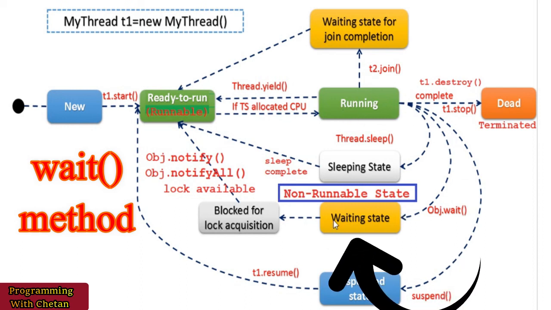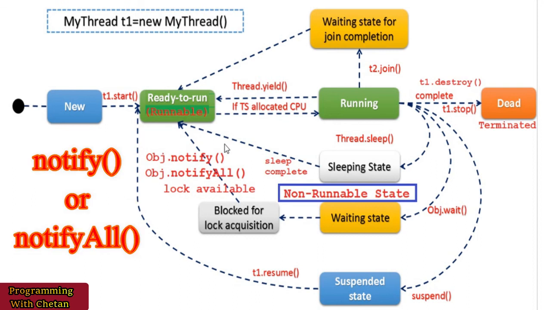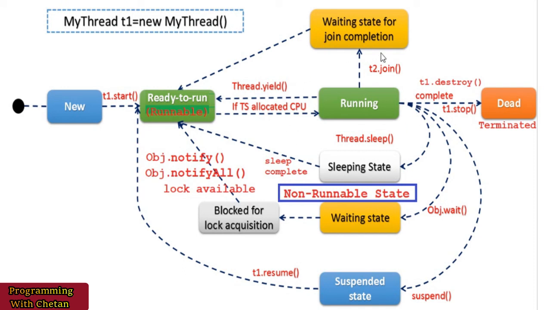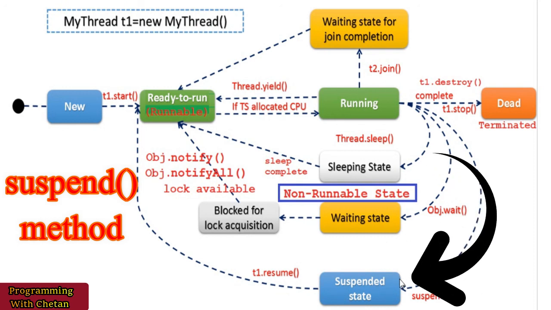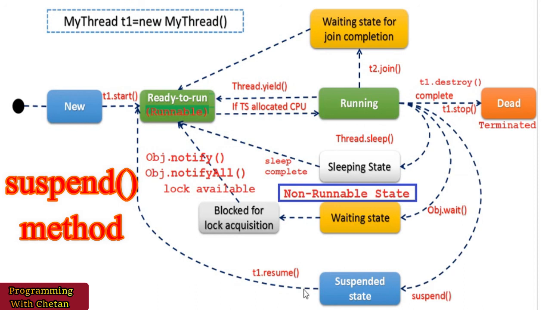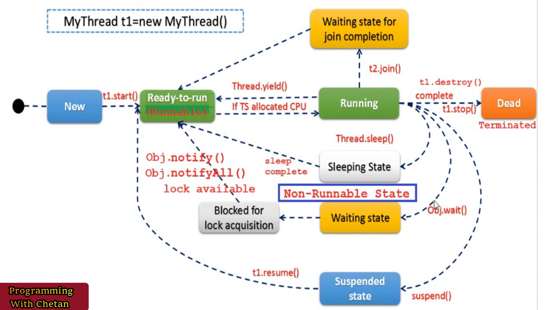Suppose we have called the wait method. Then the thread which is currently in the running state will move into the waiting state, and on calling the wait method it will release the lock on an object and remain in this state either for a specified amount of time or until it acquires the lock on an object. The thread which is in the waiting state can be moved into the running state either by calling the notify method or the notifyAll method. There is one more case: when a thread is currently in the running state and we call the suspend method on our thread, it will move from the running state to the suspended state and it will remain there until we call the resume method. So friends, this is about the non-runnable state.